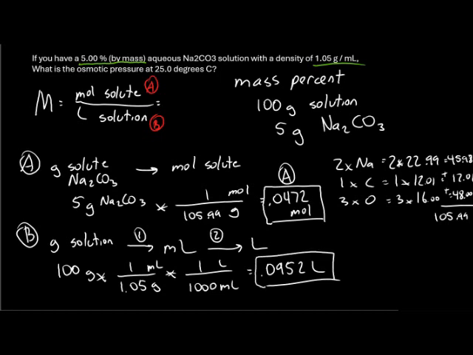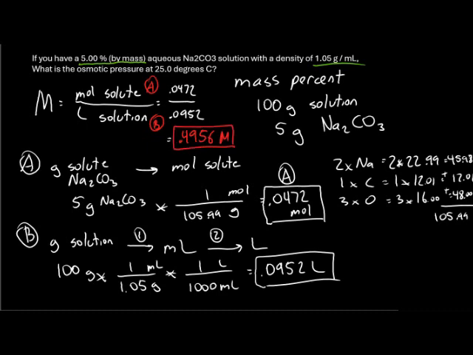And so to get molarity, we'll place our moles on the top and our liters on the bottom. We'll divide 0.0472 over 0.0952 in the calculator. And we will get 0.4956 molarity.